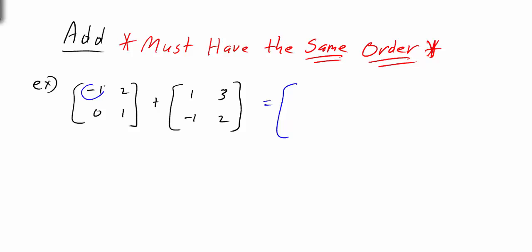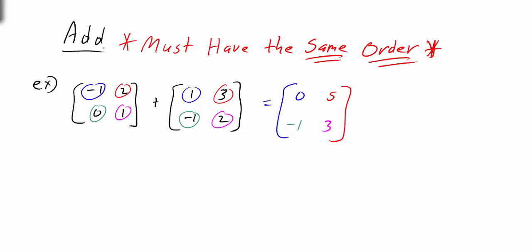So here we would take negative 1 and 1, which would be 0. 2 plus 3 is 5. 0 and negative 1 is negative 1. And 1 plus 2 is 3. So here we end up with 0, 5, negative 1, 3 as our answer. So once again here, they have to have the same order.